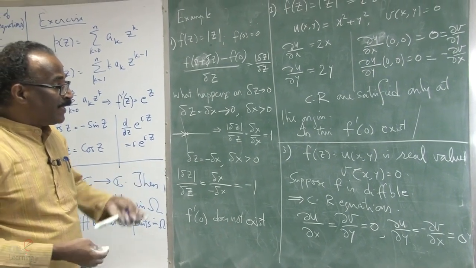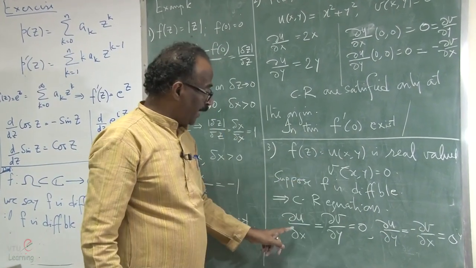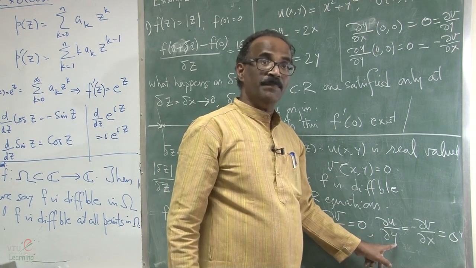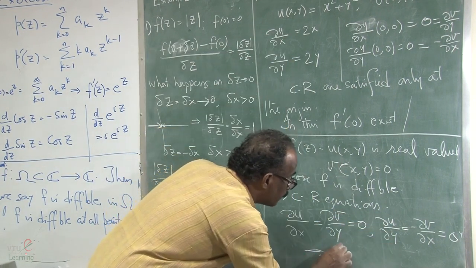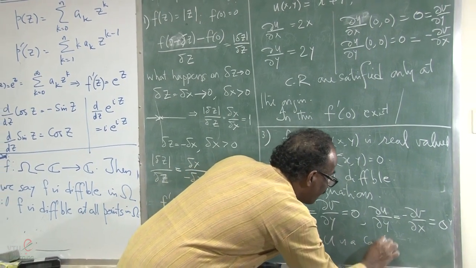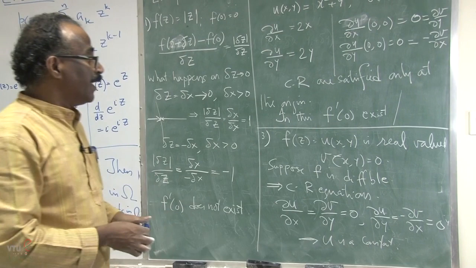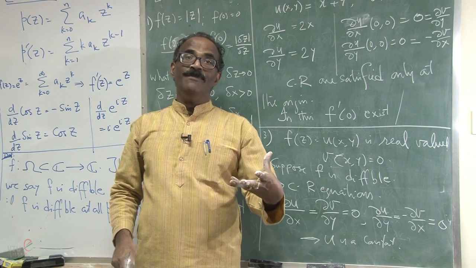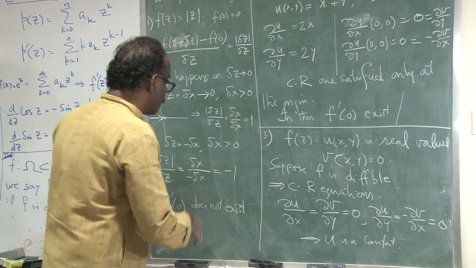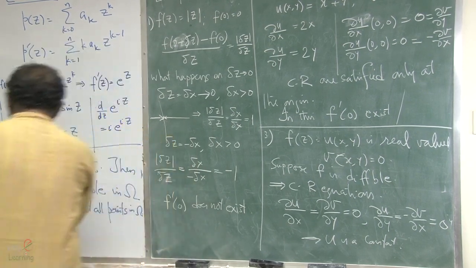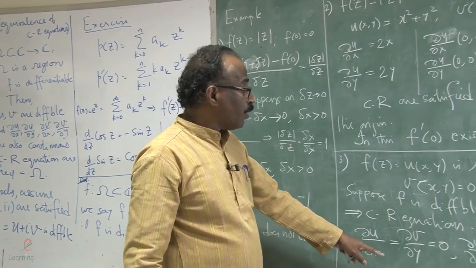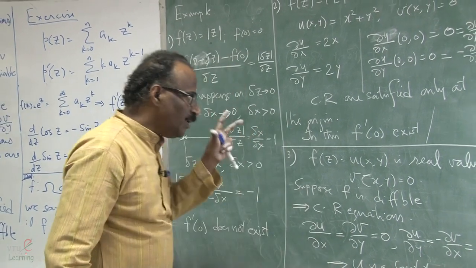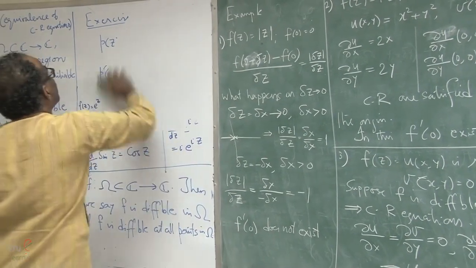What does that imply? If you have a real valued function that is differentiable, du by dx will be 0 and du by dy will be 0. That implies u is a constant. A real valued function can be differentiable only if it's a constant function, nothing else. So that's a very, very powerful thing. You cannot have a non-constant real valued function which is differentiable in the complex number system.